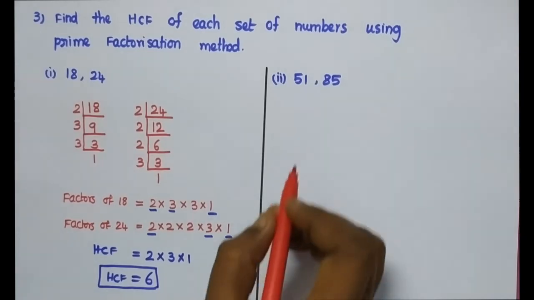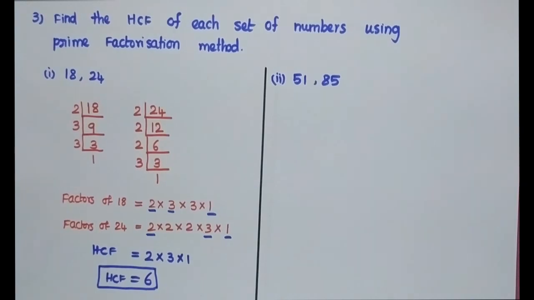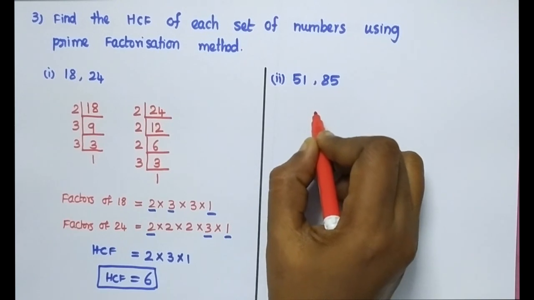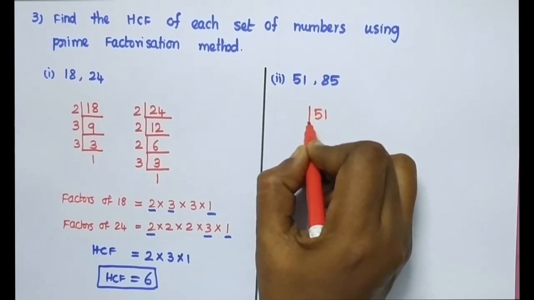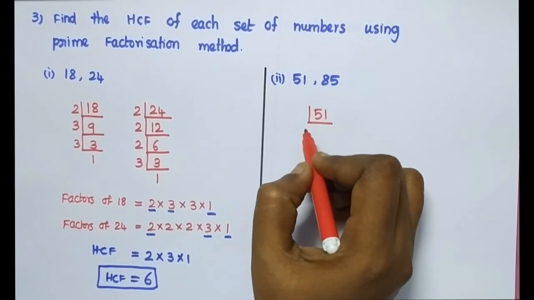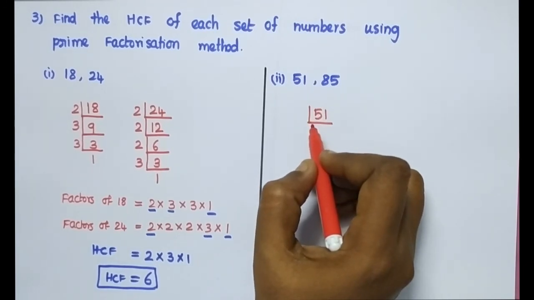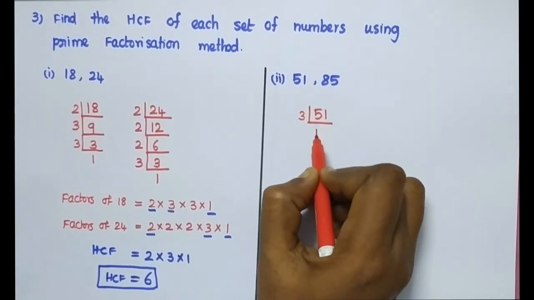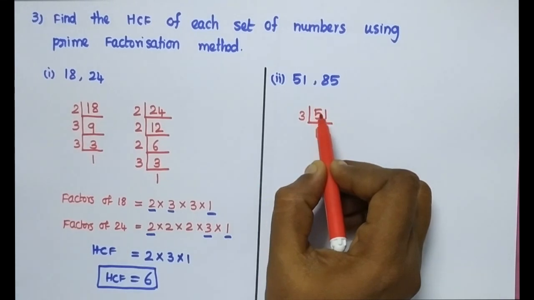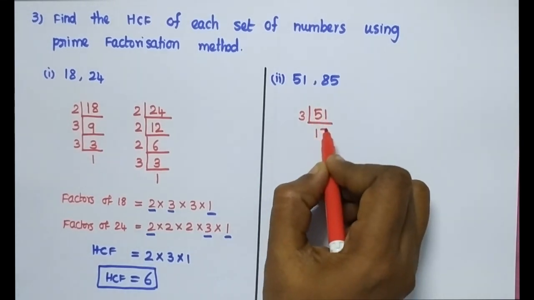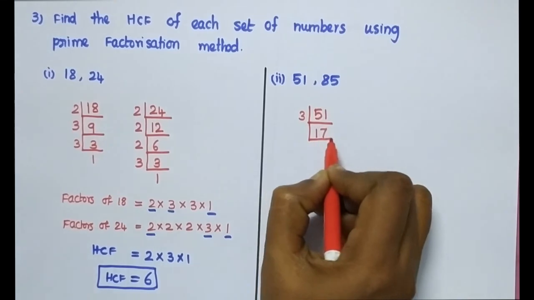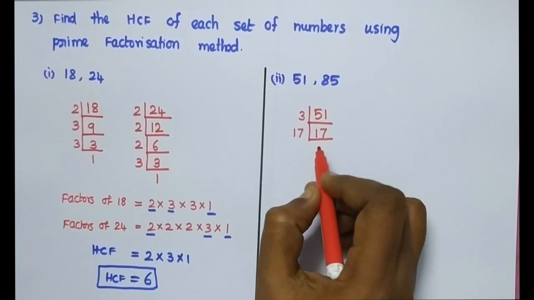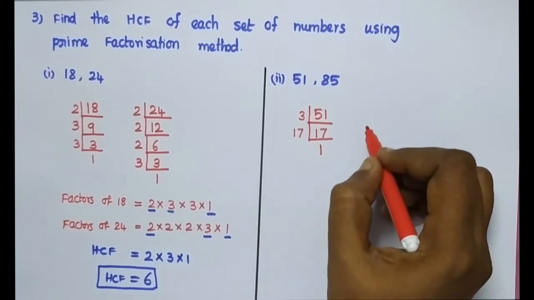Next one, 51 and 85. First, 51 divided by 3. It is divisible by 3. 3 ones are 3. Balance 2. It becomes 21. How many times? 7. So 17 is the prime number. It is divisible by itself only one time.